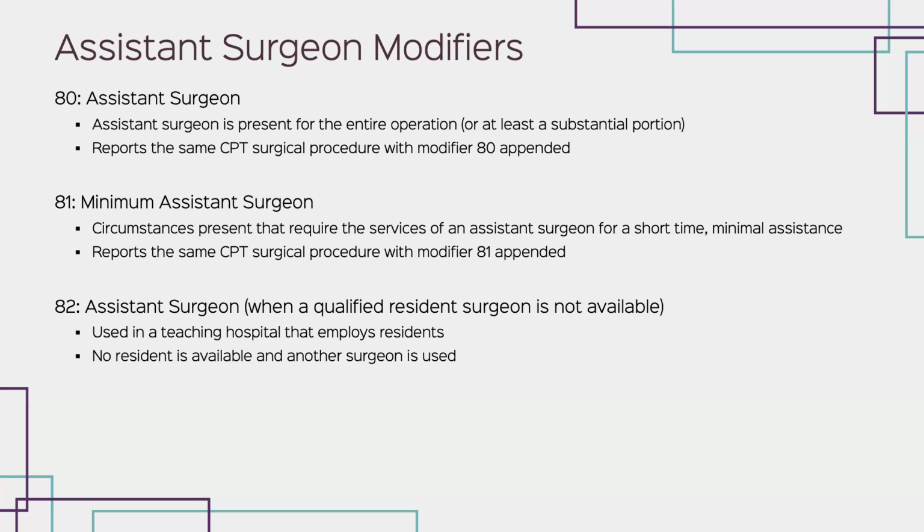You've got some assistant surgeon modifiers that will indicate when you have help with a procedure, but they're not a co-surgeon. So depending on the different circumstances around the assistant surgeon, if they're there for a substantial portion, you would do an 80. If they're there for a short time and offer only minimal assistance, it would be an 81. If you're in a teaching hospital that employs residents, but that resident is not available, then you should use an 82.